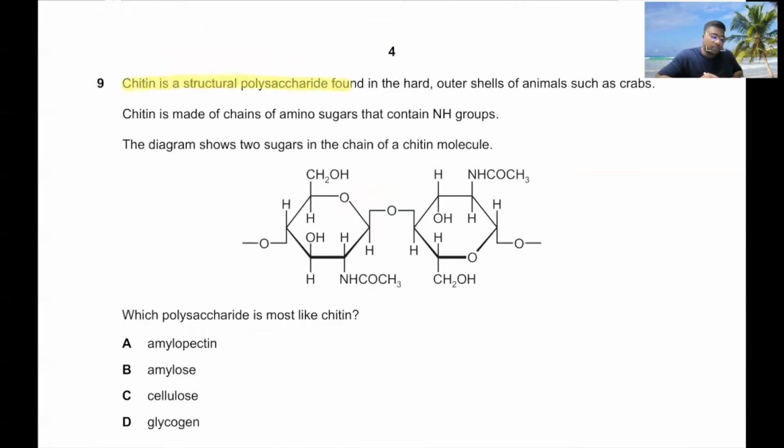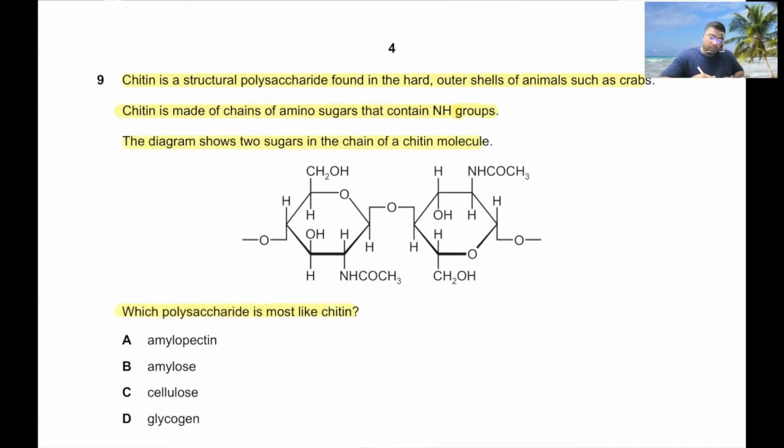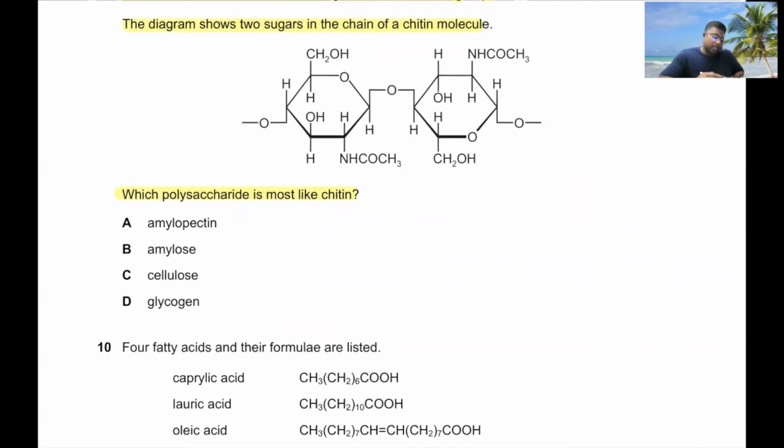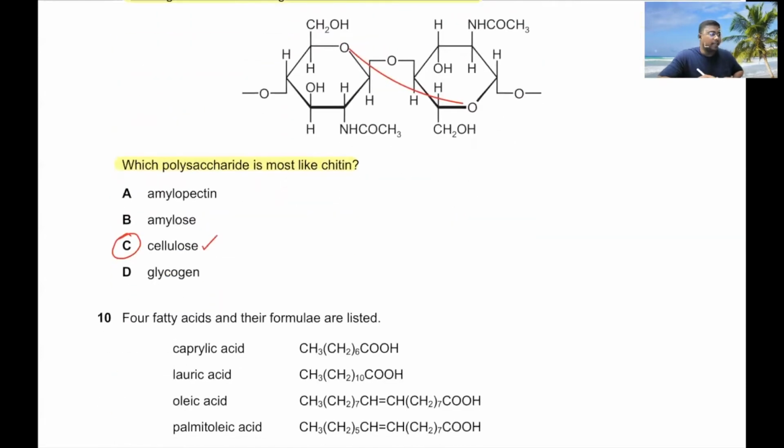Chitin is a structural polysaccharide found in the hard outer shell of animals such as crabs. Chitin is made of amino sugars that contain NH groups. The diagram shows two sugars in the chain of chitin molecule. Which polysaccharide is most like chitin? All right. According to the diagram, from this particular point to this particular point is actually 180-degree inverted. So this looks like definitely cellulose molecule. Question number 9, C.